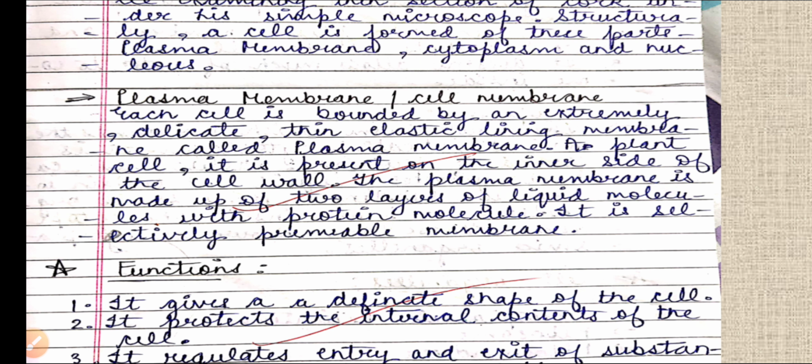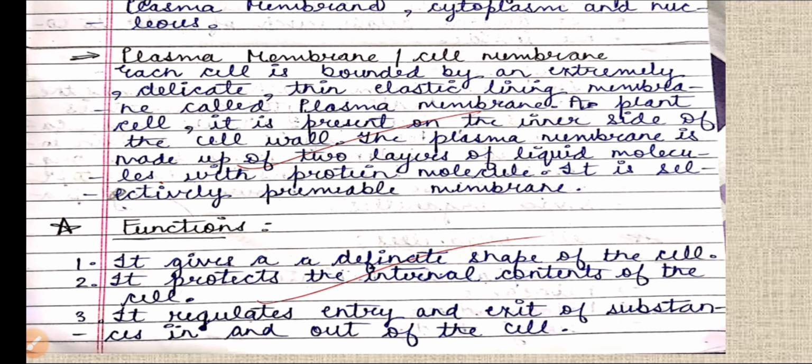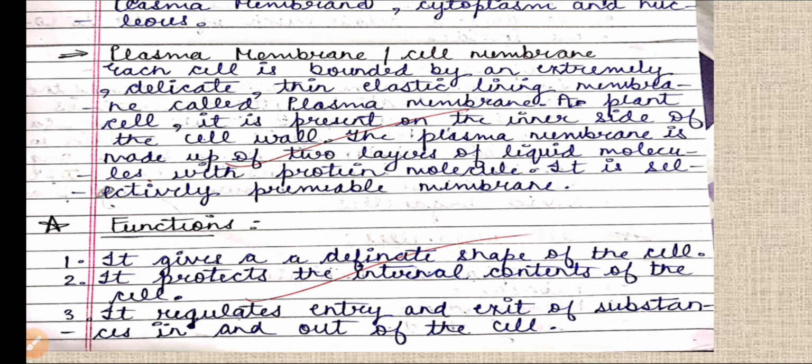Now, why is the plasma membrane known as a selectively permeable membrane? Because it regulates the entry and exit of some materials inside and outside the cell. Functions of plasma membrane: it gives a definite shape to the cell, it protects the internal contents of the cell, and it regulates the entry and exit of substances in and out of the cell.